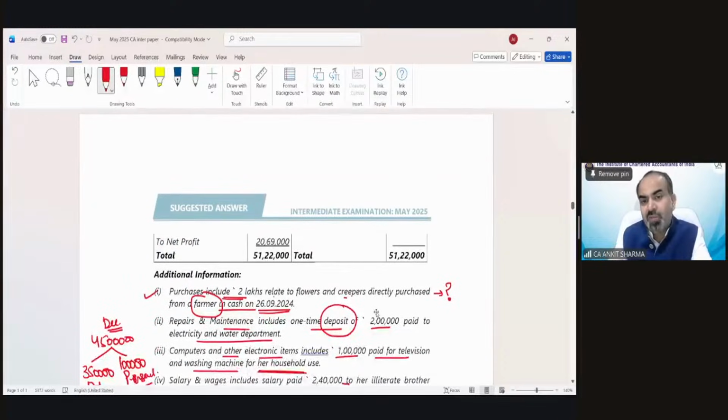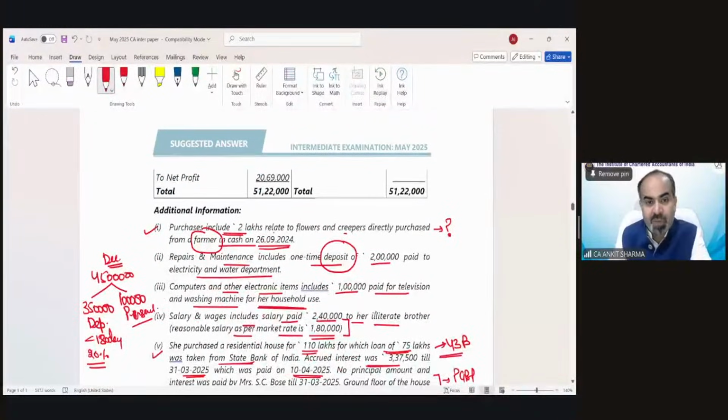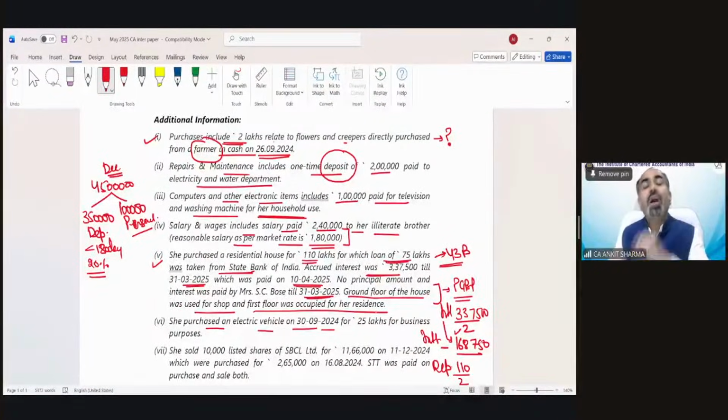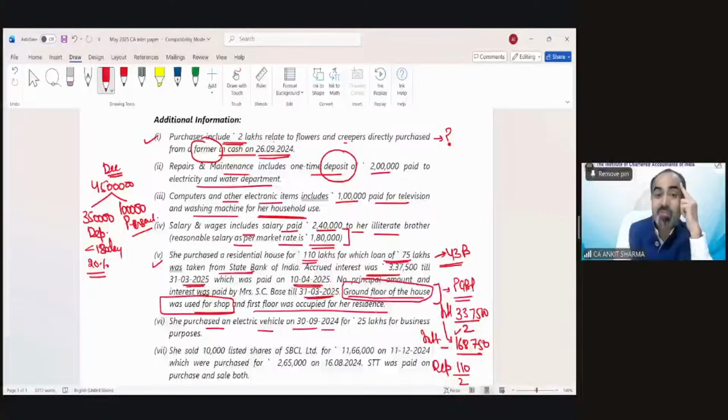So initially, if you go through this information, you might think this is related to house property. But the last line, only one sentence is important. You can see ground floor of the house used for shop. If you skip this information, you have to skip some marks also in the examination. So you have to read very carefully.